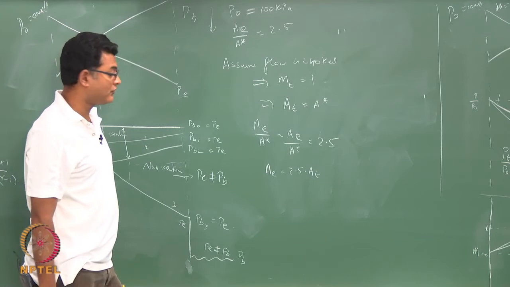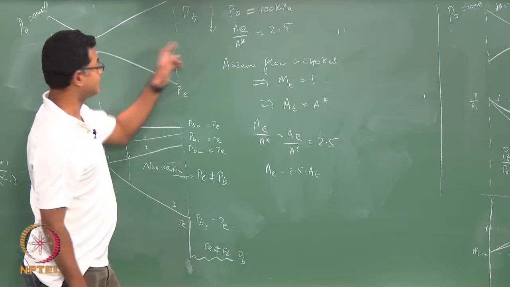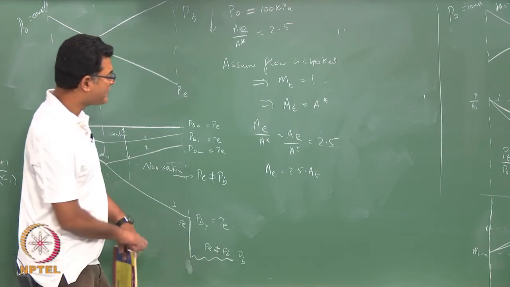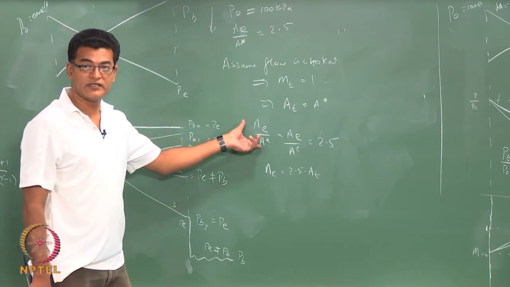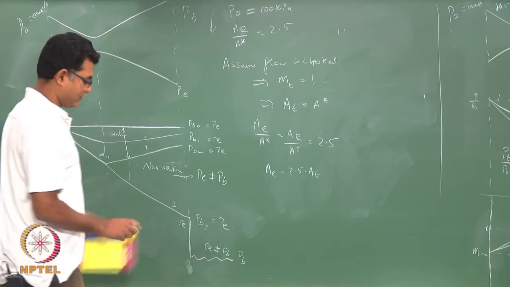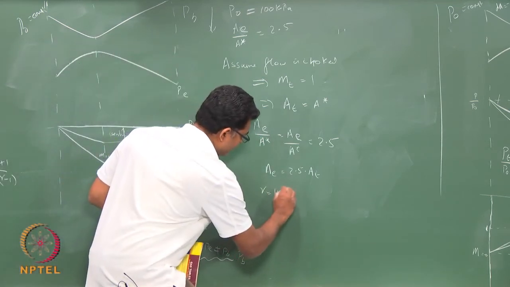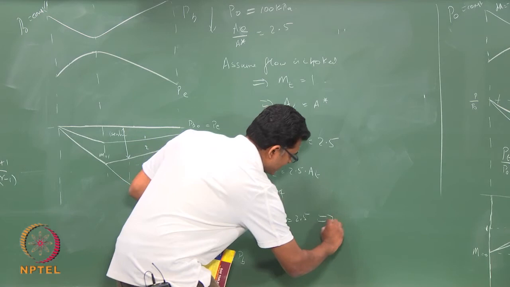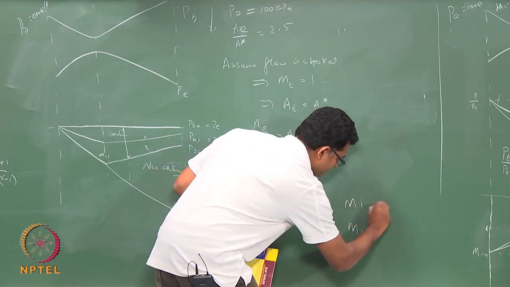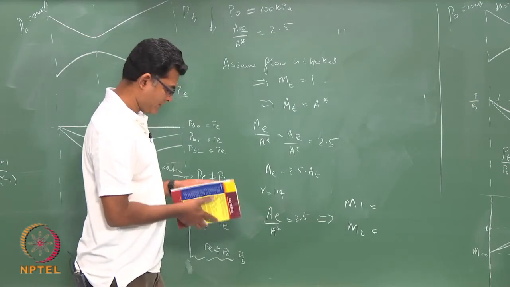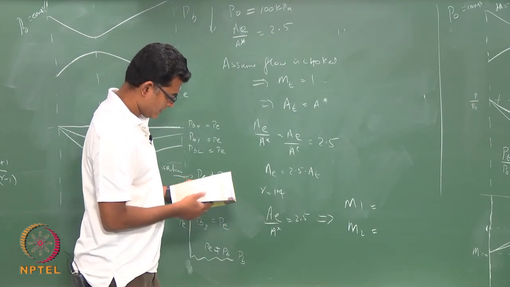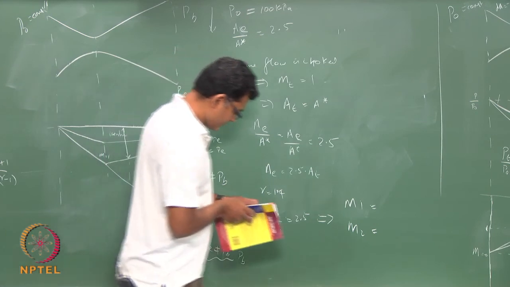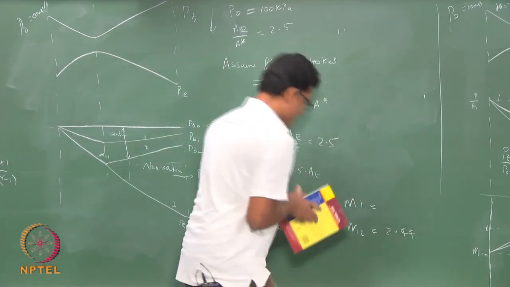Again, I assume isentropic flow, so your A star is going to be the same throughout the flow. Now, we have said once the flow is choked, this will decide your exit Mach number. So, you look at the isentropic table for gamma equals 1.4, AE by A star equals 2.5 gives me 2 Mach numbers, M1 and M2. M1 is going to be 0.24, and M2 is going to be 2.44.